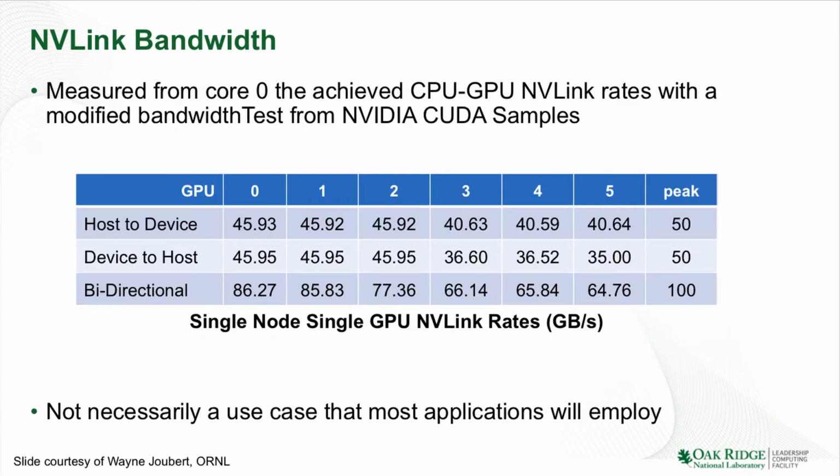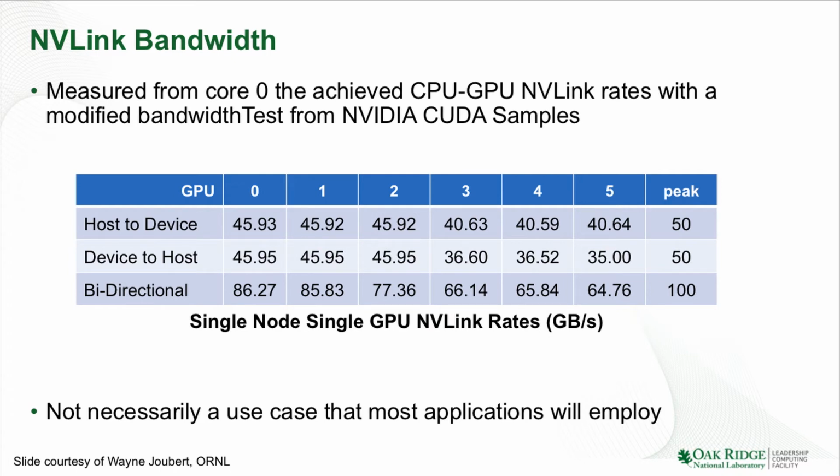In terms of the NVLink bandwidth, if we measure from core 0, here I'm trying to understand what the bandwidth is of those connections between the GPU and the CPU. So if I look at hosts, the CPU from core 0 on a CPU to each of the 6 GPUs and try and measure that bandwidth, it should max out at 50.